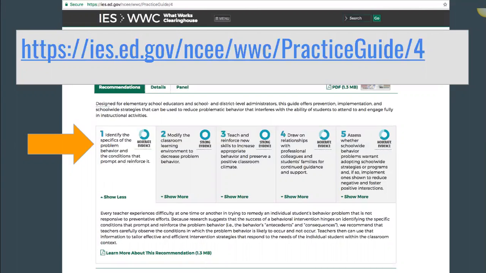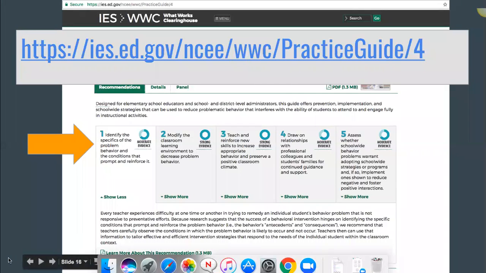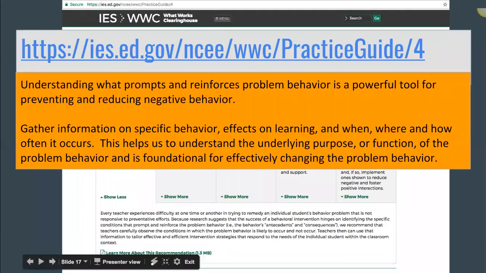Research tells us that successfully changing the problem behavior is connected to 2 things: understanding what prompts the behavior, or the antecedent, and what reinforces the behavior, the consequence. It's recommended that teachers observe when and where the problem behavior occurs. This information is then used to change the behavior. Understanding what prompts and reinforces problem behavior is a powerful tool for preventing and reducing negative behavior.